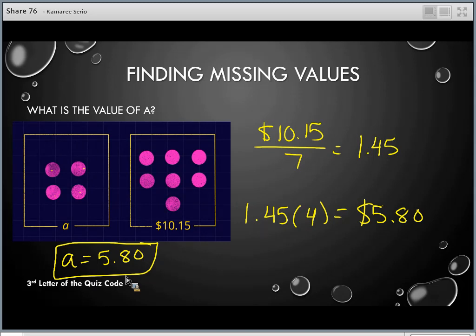Third letter of the quiz code is I as in island. I as in island. So you should have CHI.